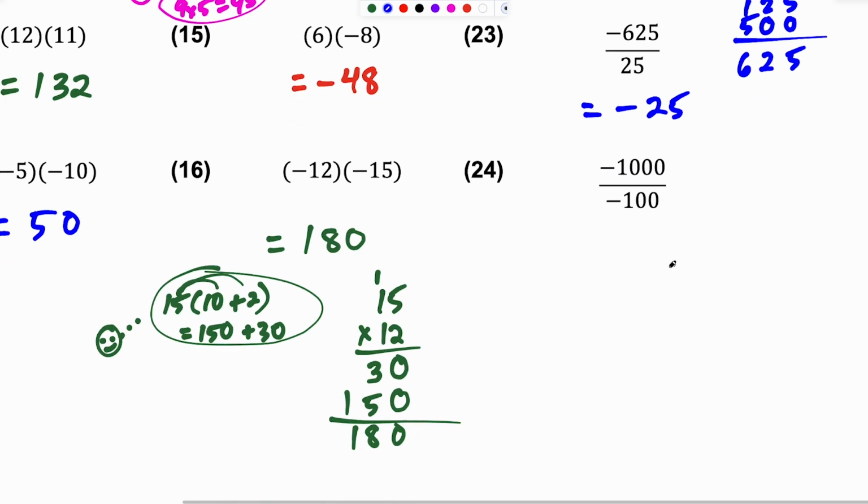And now the last one here for the multiplication division section is we have negative 1,000 divided by negative 100. So the quotient here is going to be positive because we're dividing two negatives. But there's a nice trick. Anytime you divide numbers that have zeros at the end like this, you could cross off common zeros. So there's 2 zeros here. I could cross off 2 zeros here. And I'm left with 10 over 1, which is just equal to 10. So this works out to positive 10.